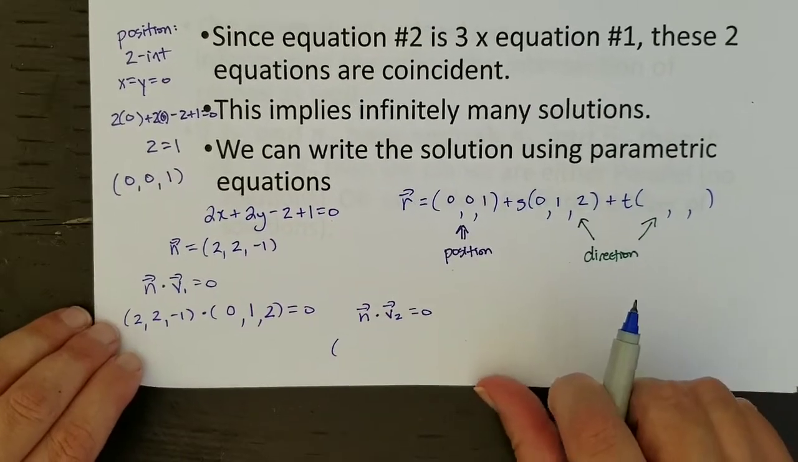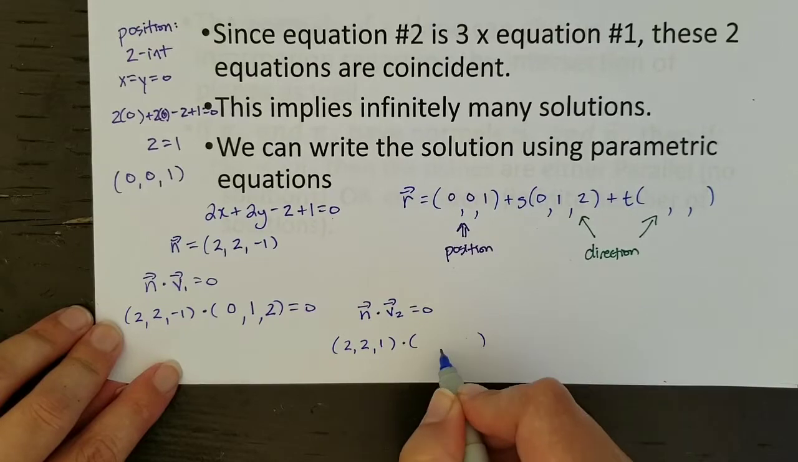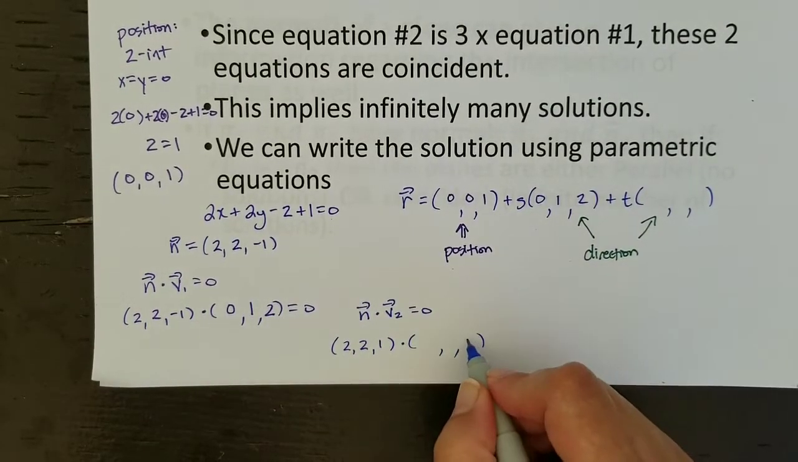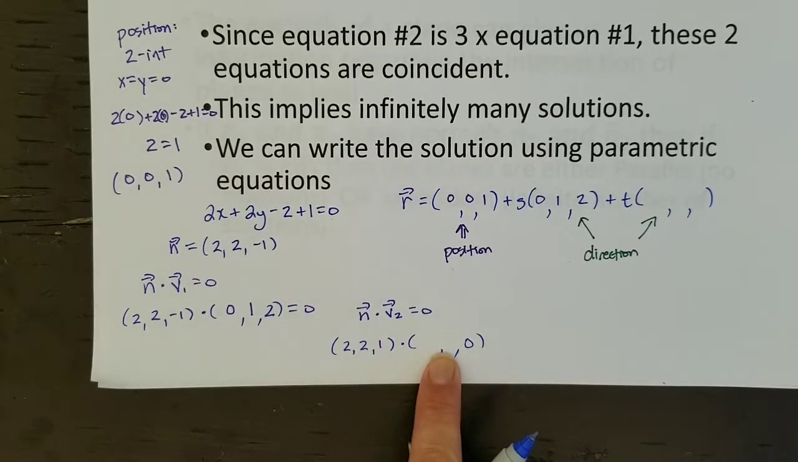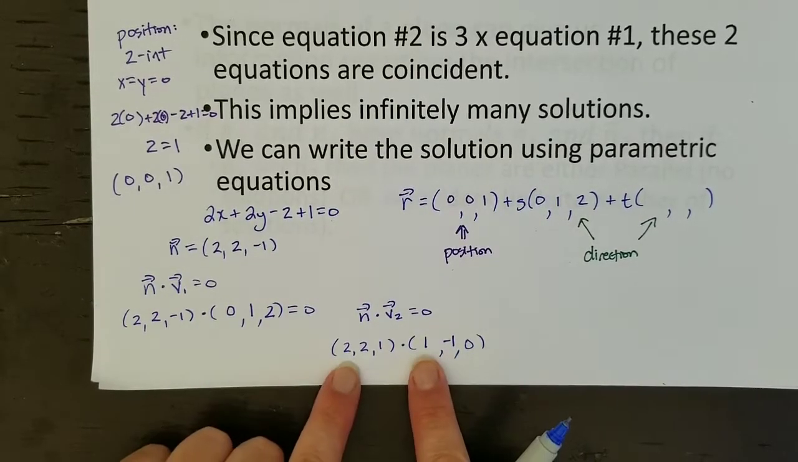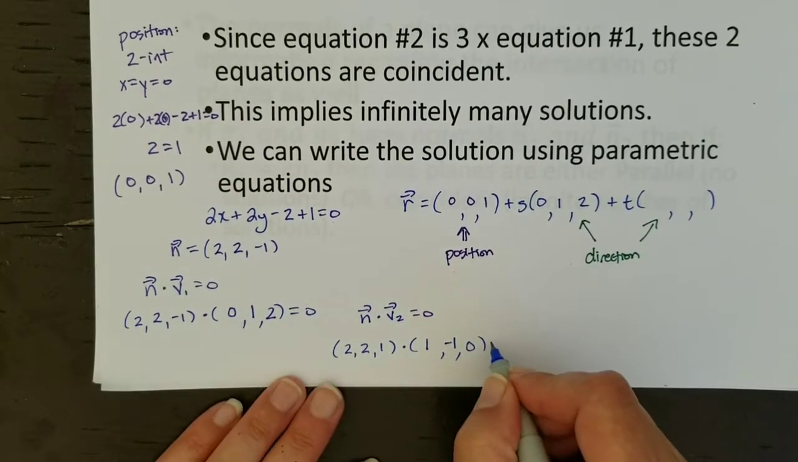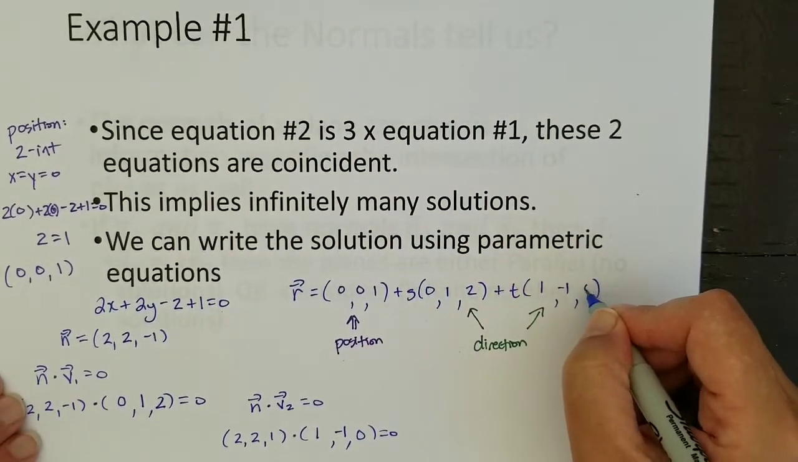And again, just playing around with the numbers a little bit. The normal's 2, 2, 1, dot product with something to get a 0. I always put a 0 because it makes it way easier. So I might put a 0 there, and then I'm going to have 2 times the x plus 2 times the y equal 0. So I know if the x was positive, the y would have to be negative. So that's positive 2, minus 2, and 0. So that will add up to 0. And that's my other direction vector: 1, negative 1, 0.